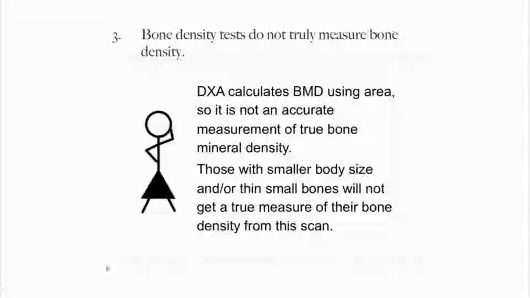Number 3, bone density tests do not truly measure bone density. Now this is a surprising one, but important to keep in mind. The DEXA report calculates BMD using area, so it is not an accurate assessment of true bone density. Because it is an areal measurement, those with smaller body size and or thinner, smaller bones will not get a true measure of the bone density. And actually, their bone density is often underrated in thin and small people.